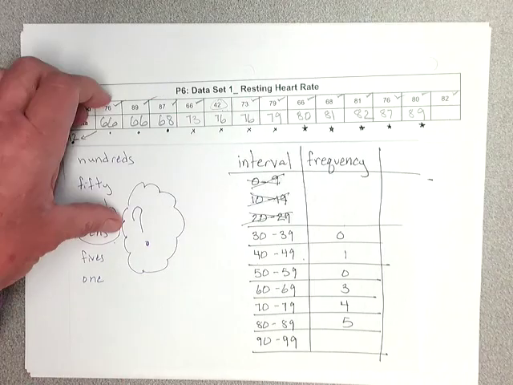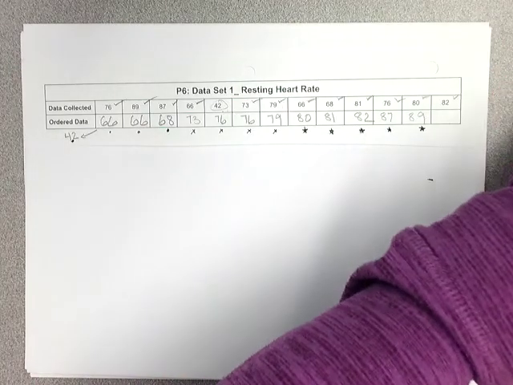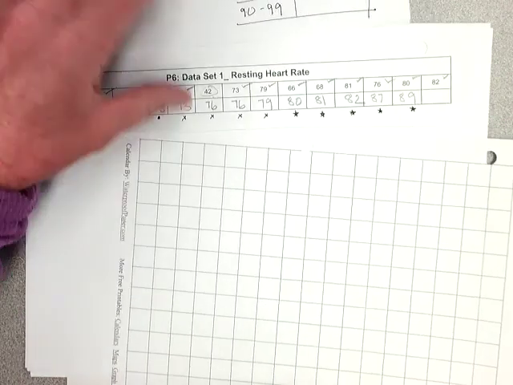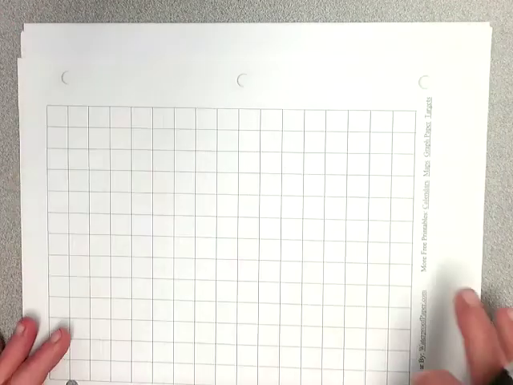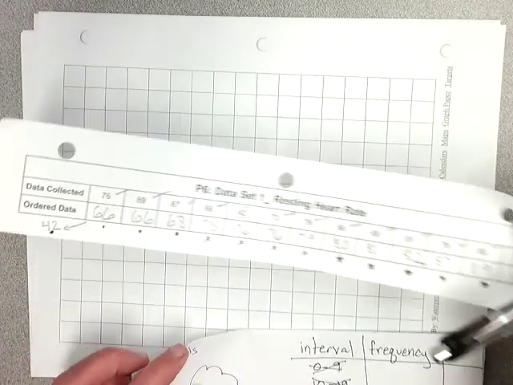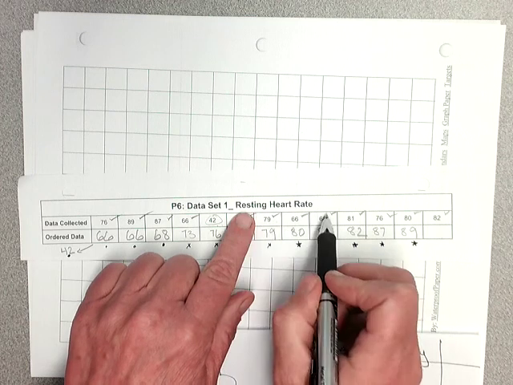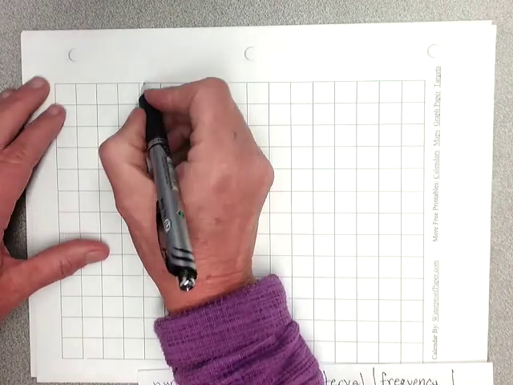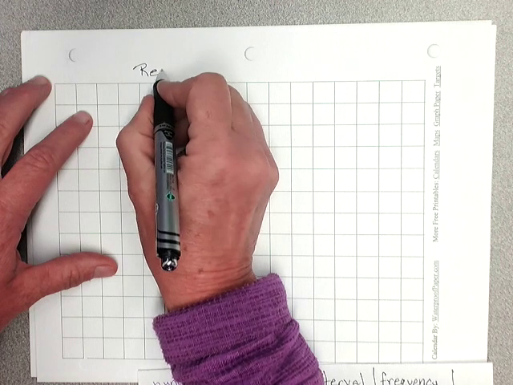Next, I'm going to build my histogram. So I've got the information I need, and I'm going to put it into a chart. I'm going to start by labeling my chart in accordance to my data. My data is about resting heart rates. So I'm going to title it Resting Heart Rate.